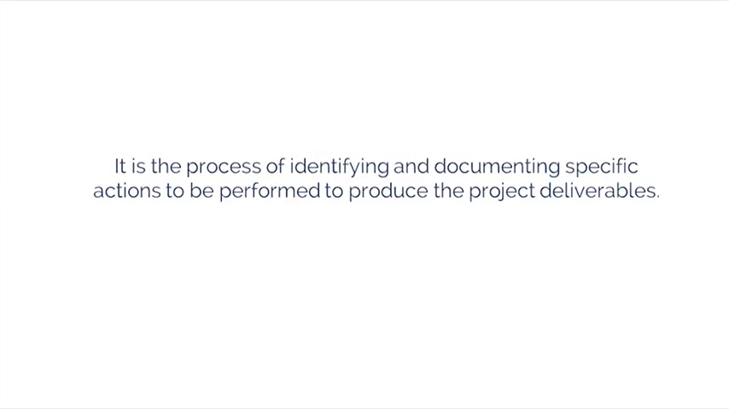The second process, define activities, is the process of identifying and documenting the specific actions to be performed to produce the project deliverables. In this process, we are taking the deliverables that we identified at the lowest level in the WBS, referred to as work packages, from the Create WBS process in the Scope Management Knowledge area, and are further breaking them down into tasks or activities. These activities represent the work effort required to complete the work package. This will then provide a basis for estimating, scheduling, executing, monitoring, and controlling the project work.